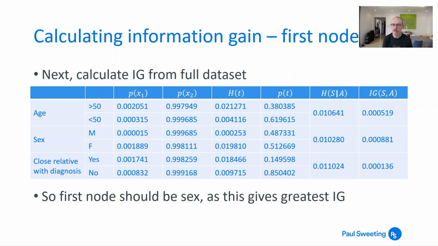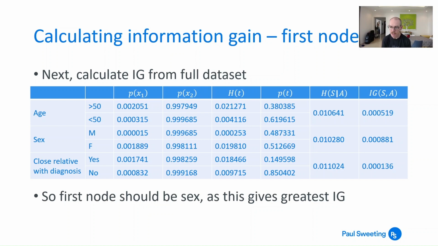Next, we want to try and calculate the information gain from the full data set. So we've got the proportions who are diagnosed in each data set for the over 50s and for the under 50s, for males and for females, for those with and without a close relative diagnosis. So that's P(x1) and P(x2). We can calculate the entropy for each of those individual groups, and also the proportion that we have in each of those groups. And that allows us to calculate H(S|A), and therefore the information gain.